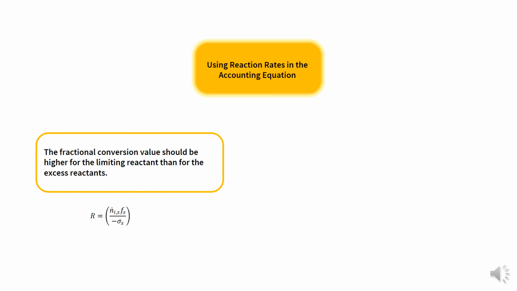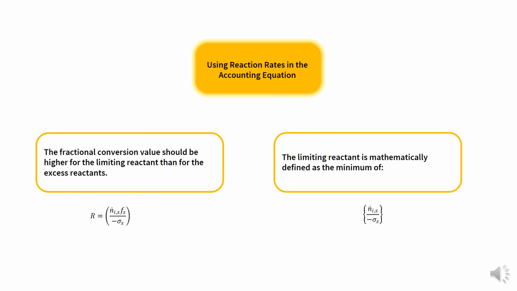So the reaction rate can be written as the molar flow rate input of compound S multiplied by the fractional conversion and divided by minus the stoichiometric coefficient of compound S. And the limiting reactant is mathematically defined as the minimum of the molar flow rate input of compound S divided by minus the stoichiometric coefficient of compound S.